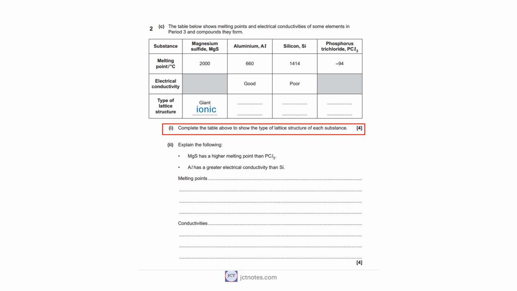Aluminium is a metal, therefore the structure is giant metal. Silicon is a typical giant covalent structure. Phosphorus chloride is a compound formed by 2 nonmetals forming a single covalent or simple molecular structure. In the second question, we are asked to explain why the magnesium sulfide has a higher melting point than phosphorus trichloride and why aluminium has a greater electrical conductivity than silicon.